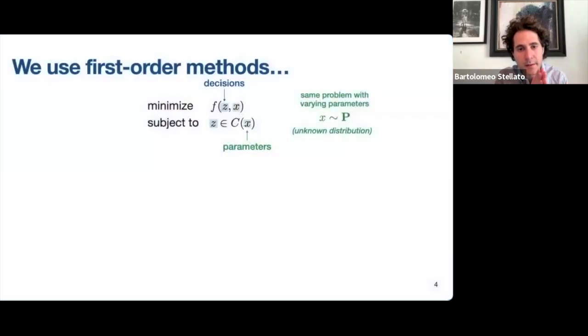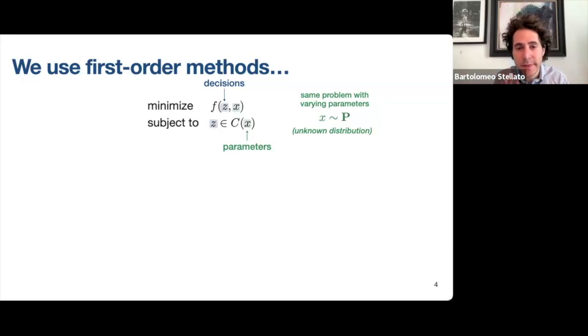Now, which problems am I talking about in this talk? These are parametric convex optimization problems, where we will use first-order methods to solve them. So let me jump right to the problem class. I'm interested in solving problems where we want to minimize a convex objective function f of our decision variable z, subject to z living in a set of constraints C of x, where x are the parameters that affect our problem. So you can imagine that x follows an unknown distribution, and every time you sample from this distribution, you sample a realization of x, and this realization gives you an instance of the problem that you want to solve.